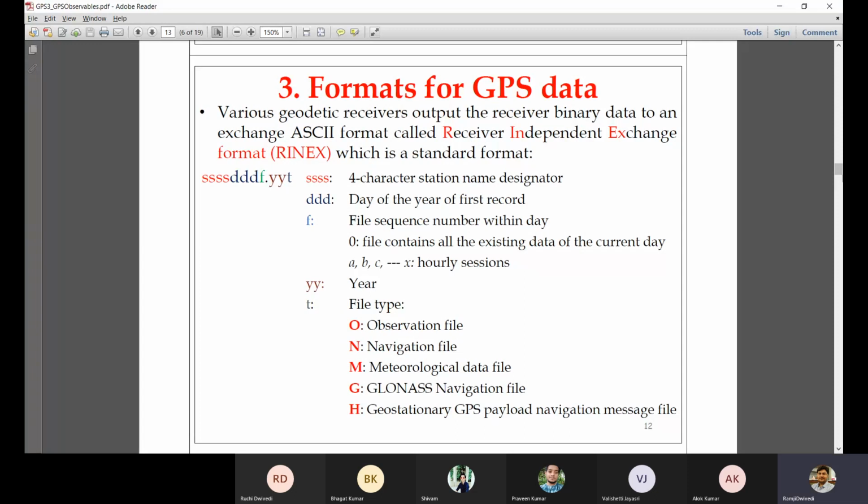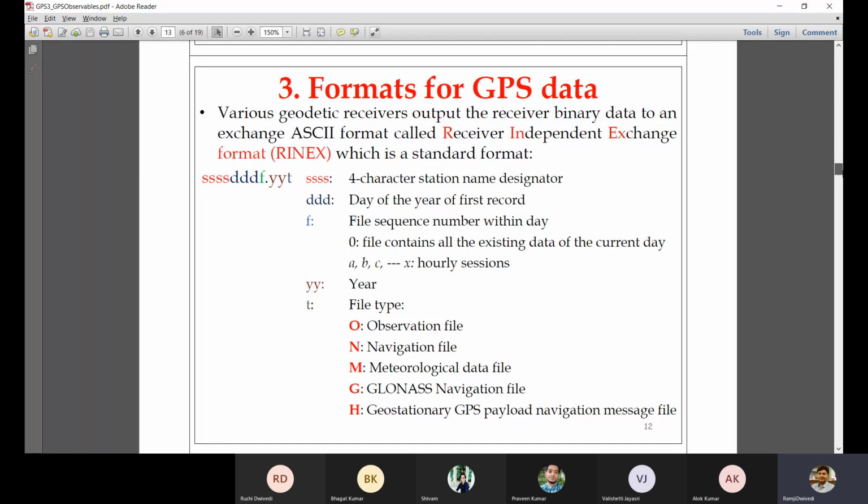The first four character station name represents the name designator, MNIT, IITK, IITB, etc. Triple D, that means day of the year of first record, that means the day of the year from 001 to 365. F means file sequence number within day, that means 0 for whole data file, complete day की फाइल होगी तो 0 होगा। ए बी सी और एक्स लिखा होगा तो अर्ली सेशन डेटा फाइल होगा। अच्छा पूछिए, एक्स क्यों? 24 hours per day. Yes, it is for only 24 hour. Why is it represent 25th and 26th? So ऐसा तो कुछ होता नहीं। Early session means A, B, C to X. Y represent year. File type means observation file। क्यों?